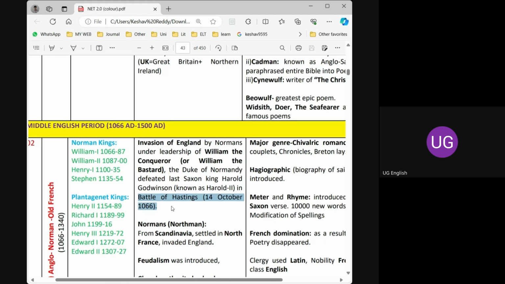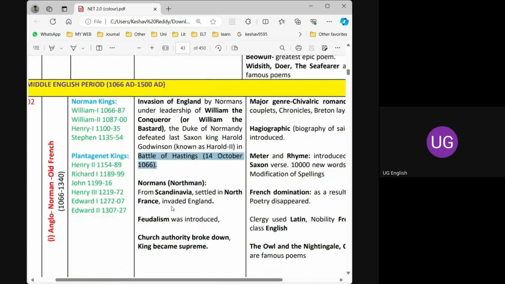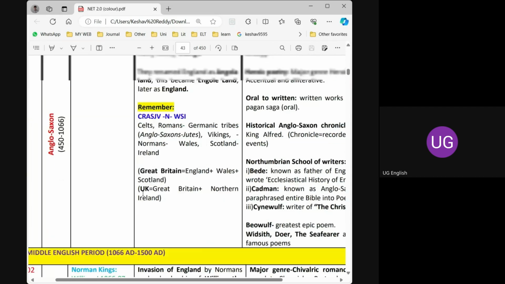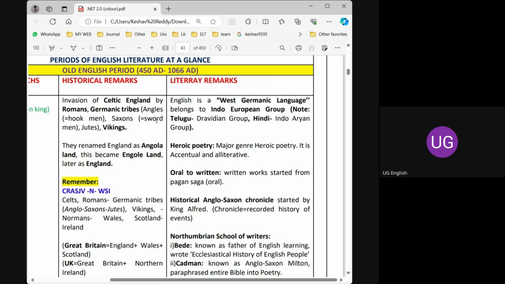This was between the inhabitants of England and the Normans, that is Angles and Normans. So here Angles is nothing but English people. Normans are French people. So one should remember these very important historical events I just tabulated here. So England is inhabited by a group of people, and this is invaded by Celts, Romans, Germanic tribes, and Vikings up to 1066 AD. And this is about historical events.